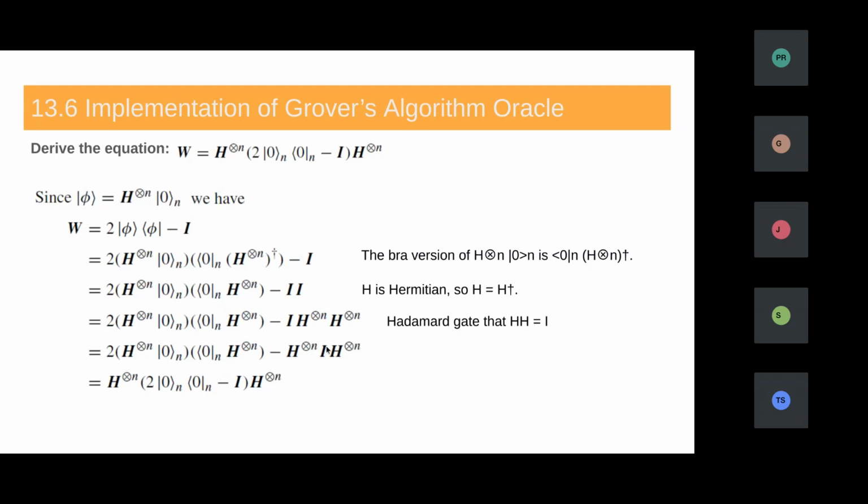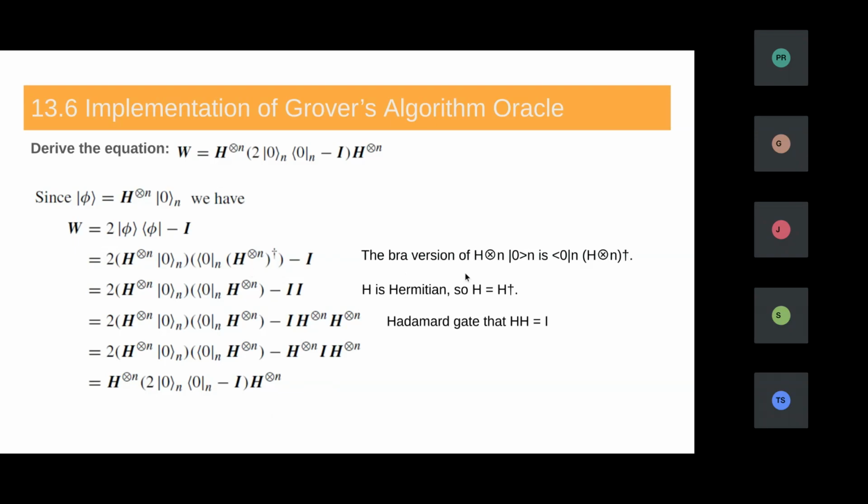Similarly, phi is equal to the Hadamard n number of gates applied to 0 ends. That is the ground state or the initial state. We have qubits. We are initializing with Hadamard to make a linear combination. Once you take the linear combination, we have to apply the W to it. To apply the W, we have to take the ket phi and bra phi combination, subtracted with minus I, which is nothing but an identity.